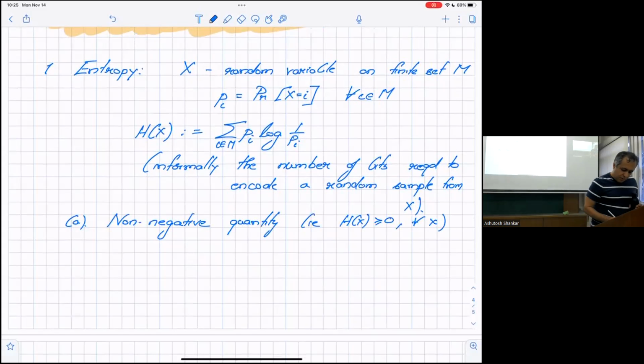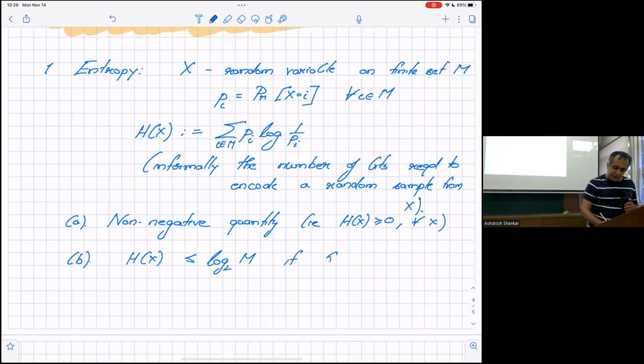That's one. Two, what's the largest H(X) can be? The uniform distribution on M is the one that maximizes this. So it will be log_2 |M|, given that the support of X is contained in M. So H(X) can never be larger.